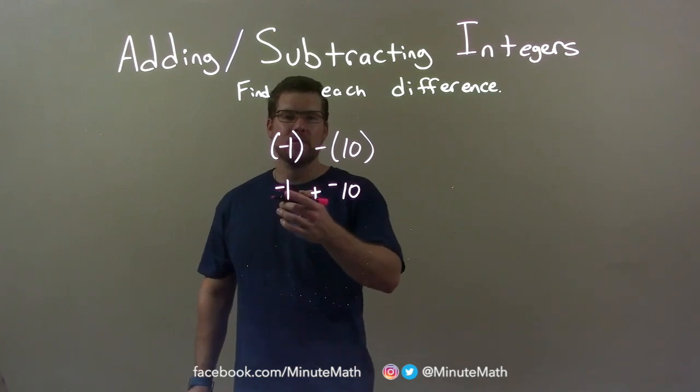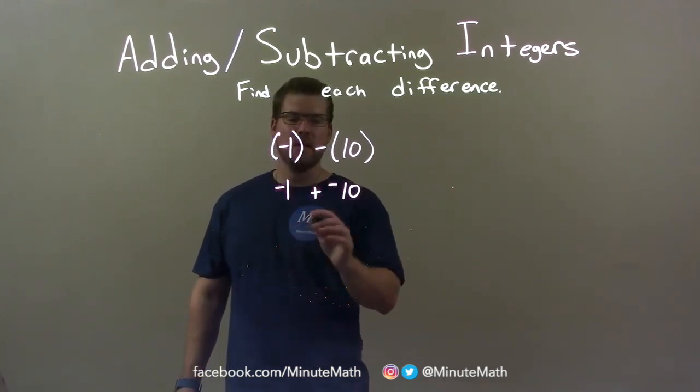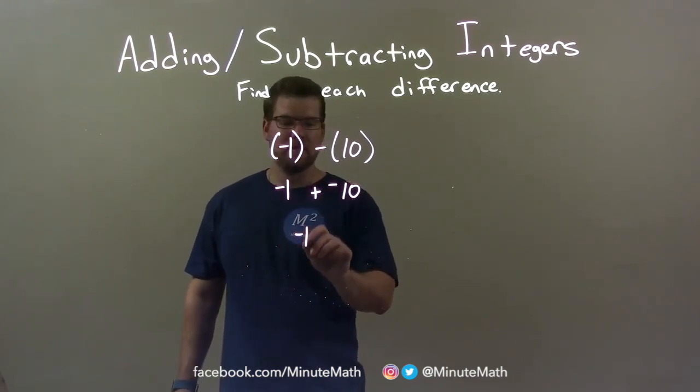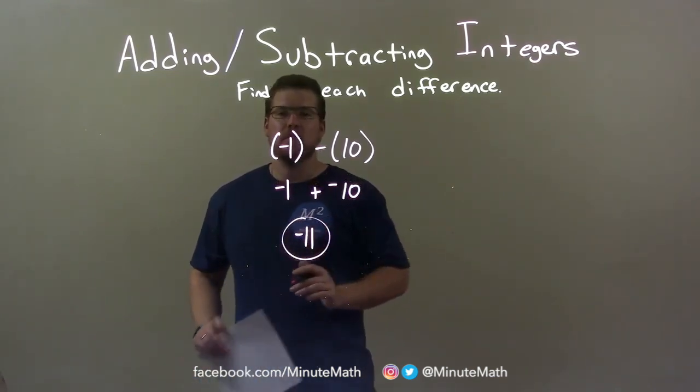So negative 1 plus a negative 10, we're both going toward that negative direction. And so they're both the same, both negative. So we have negative 11, right? Negative 1 plus a negative 10 is a negative 11. So negative 11 is our final answer.